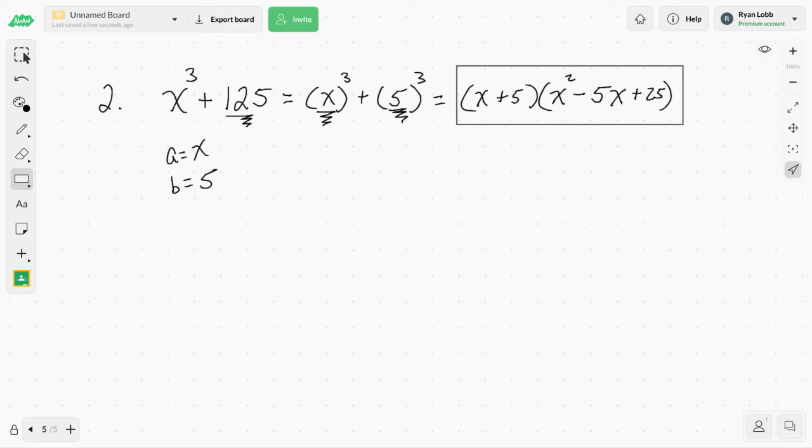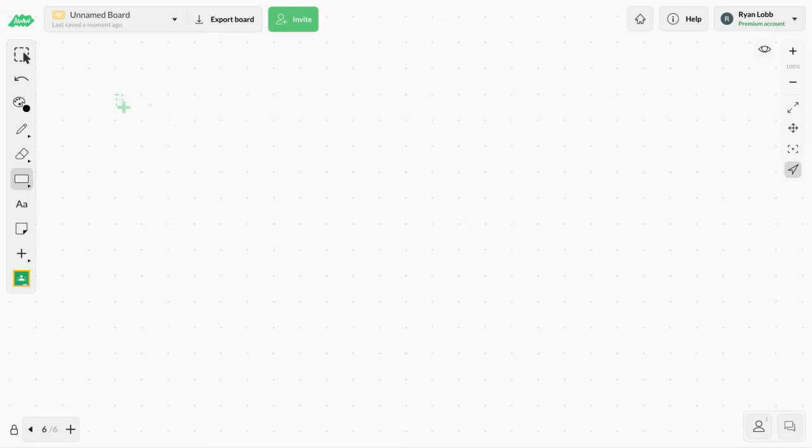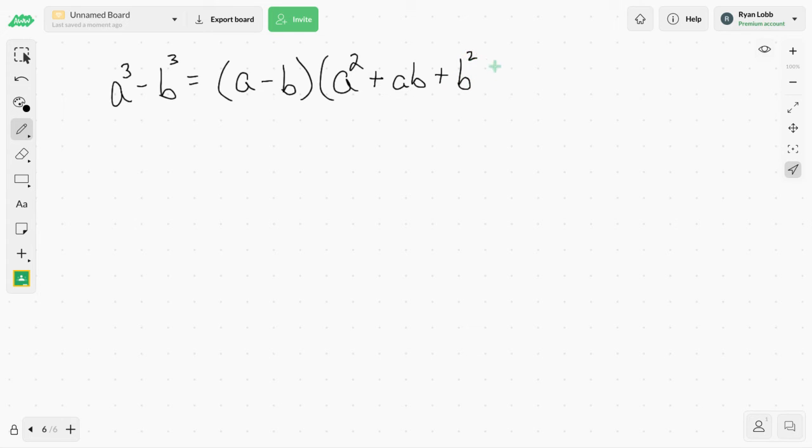Okay. Now, there's also a difference of cubes, and the only real difference there is the sign. So if I have a cubed minus b cubed, this factors into a minus b times a squared, now plus ab, and then lastly plus b squared. Okay, so notice how the signs change. When it was a cubed plus b cubed, it's a plus b, a squared minus ab plus b squared. So we got a little flip-flop of these signs here.